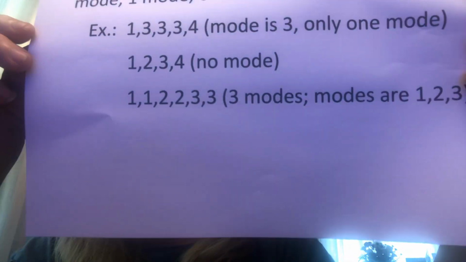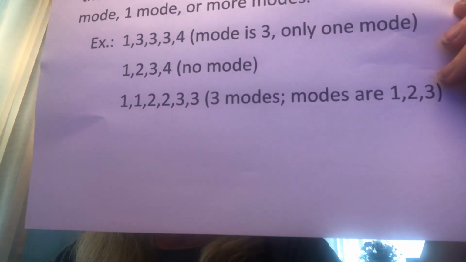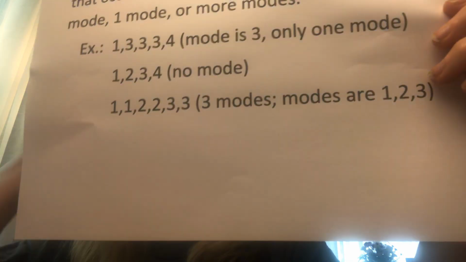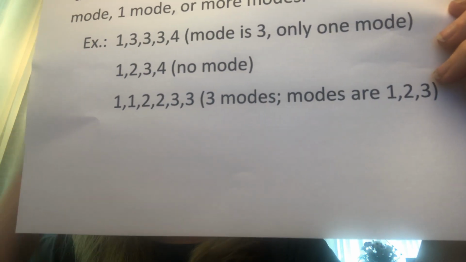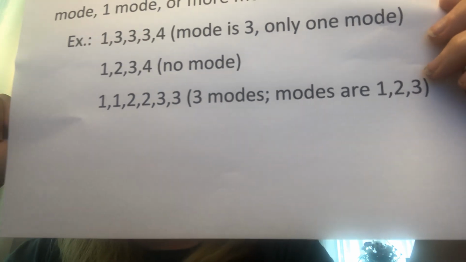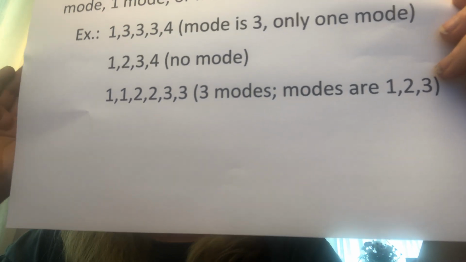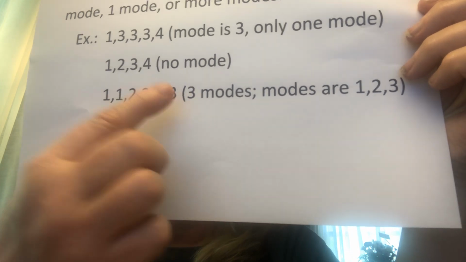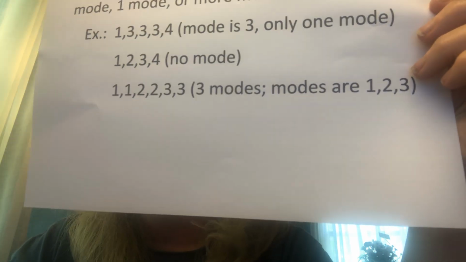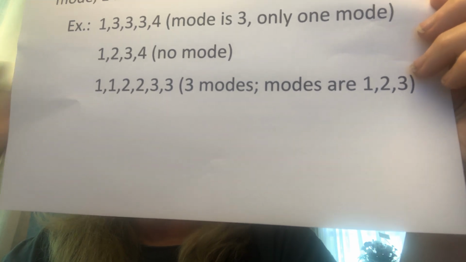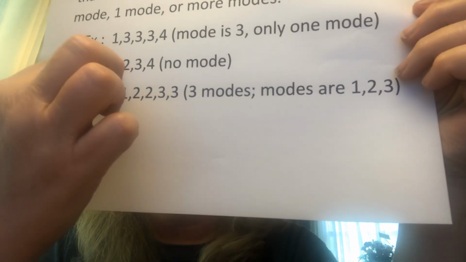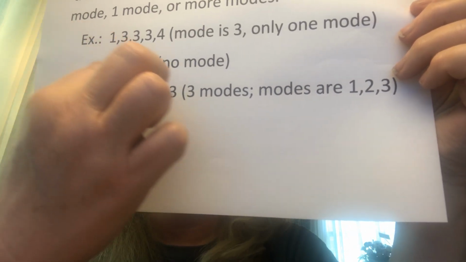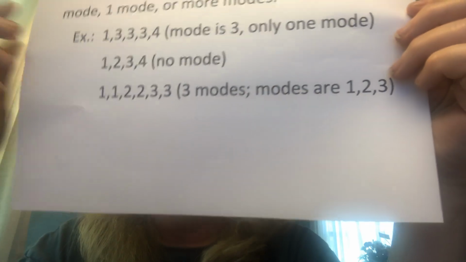So if the answers don't repeat and they all equal the same thing, but it's only one value, then there is no mode. But if you have a second one and a second one and a second one, there could be 3 modes. There could be 2 modes. There could be 1 mode. There could be no modes, like in this example here where none of them repeat. Okay, so that's mode.